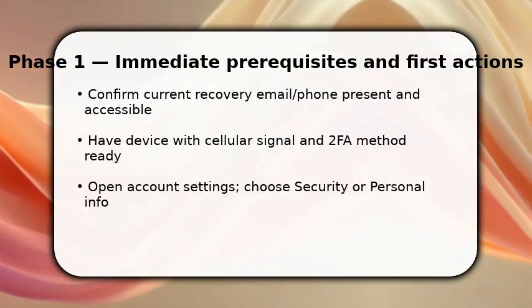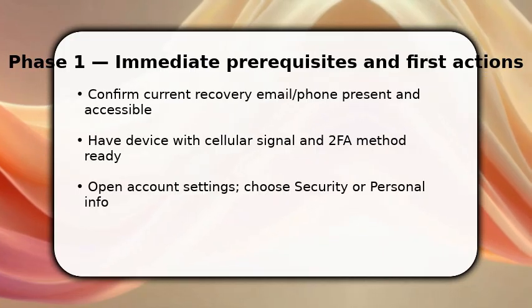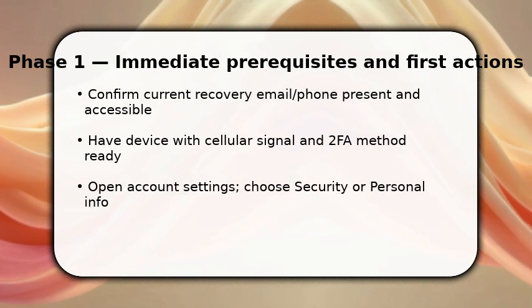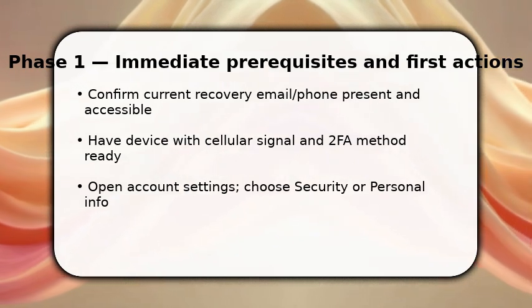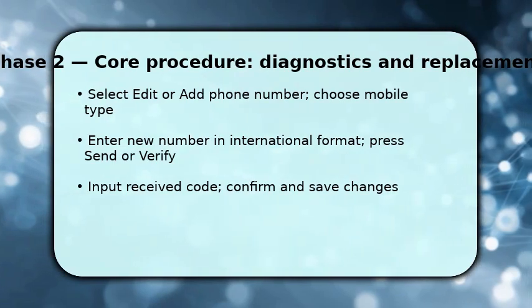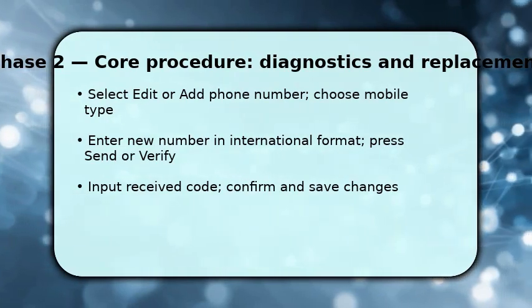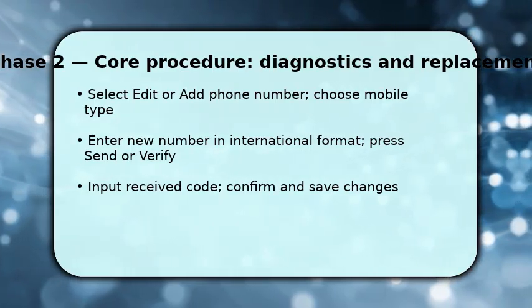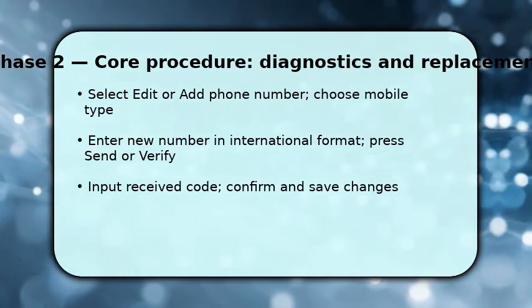You need current recovery options visible, since the system often asks to confirm identity before allowing mobile edits. Proceed to the Contact or Phone section to begin the change. You now edit the phone entry, click Edit or Add Phone Number and select Mobile Type. Enter the new number in international format because that avoids formatting errors, and request a verification code.